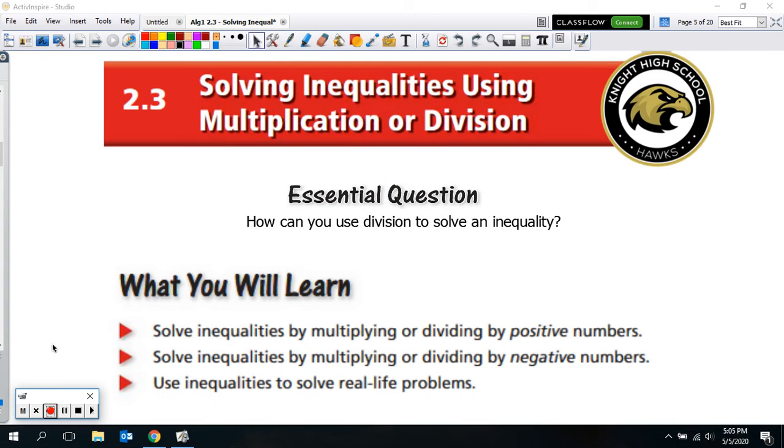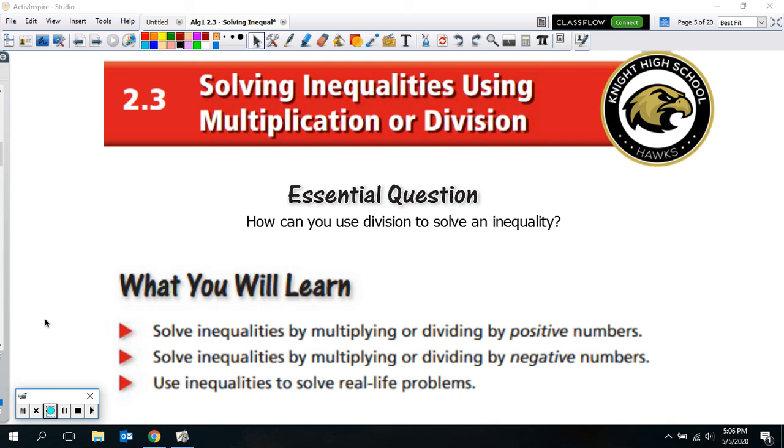Well, good day, Algebra 1 students. I thought that was a good way to introduce a very important rule that we have to learn here in section 2.3, solving inequalities using multiplication or division: if we multiply or divide by a negative, then we have to flip the inequality sign. But if we multiply or divide by a positive, then we keep the sign in the same direction.